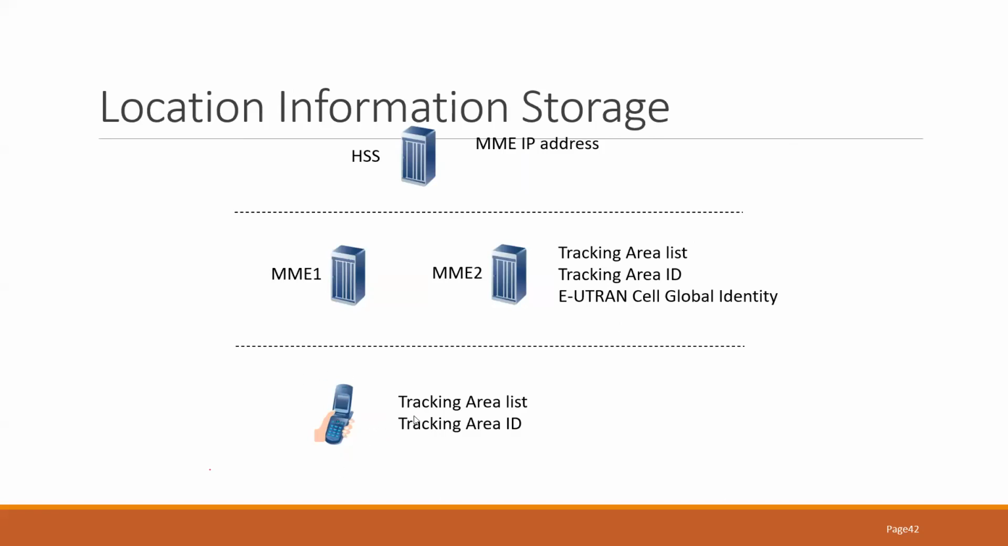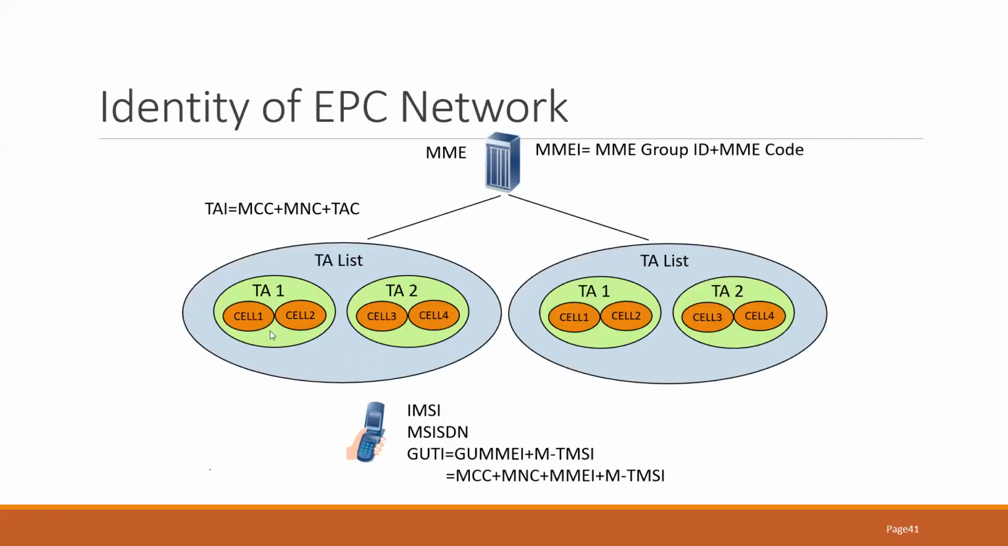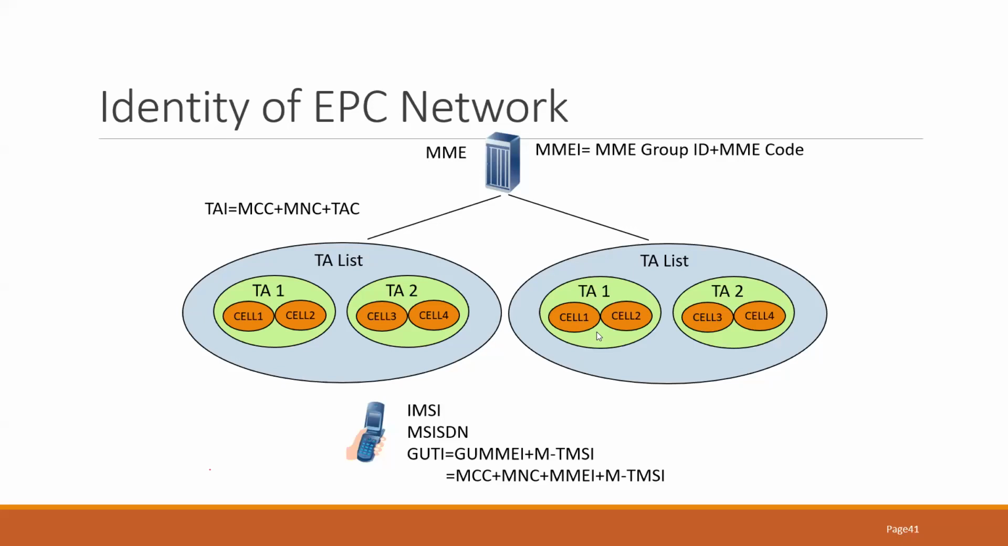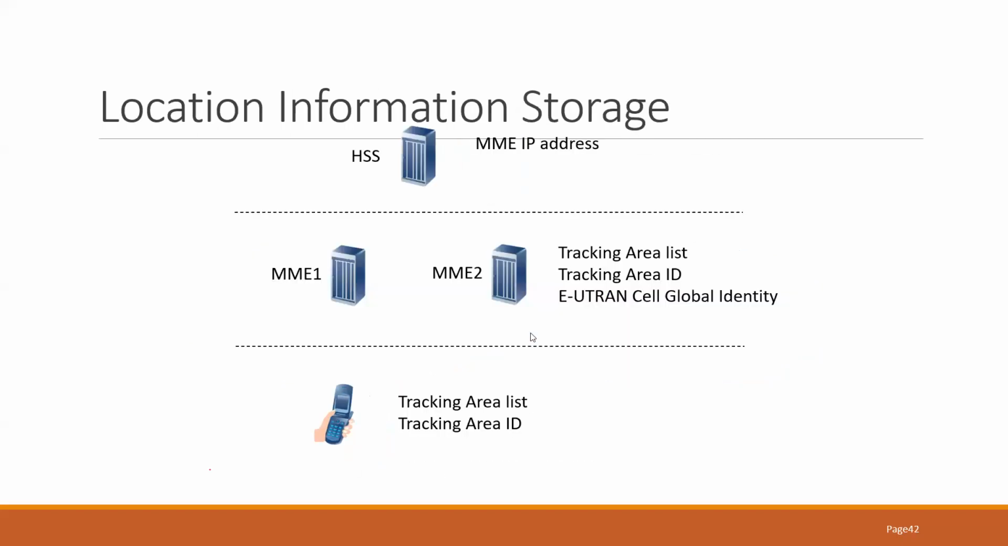And in your handset, you have your tracking area list and a tracking area ID. In 2G, 3G, you just used to have your routing area ID available. This information is continuously propagated from the cell. So if you change location and the tracking area ID changes, your handset is going to realize that the tracking area ID, the cell ID and the tracking area list have changed. Then it will initiate the tracking area update procedure.